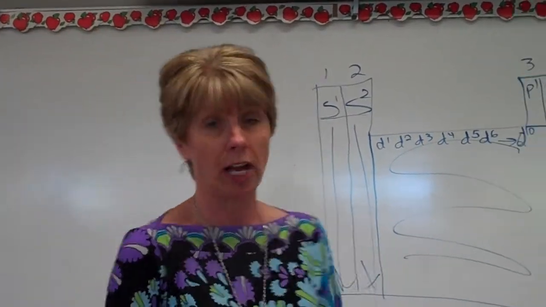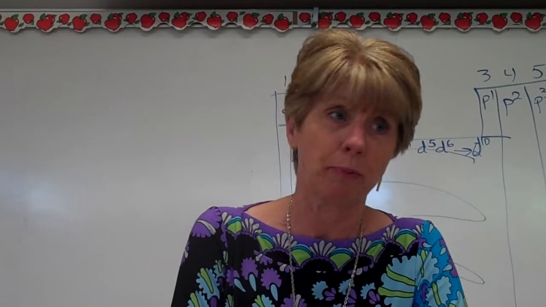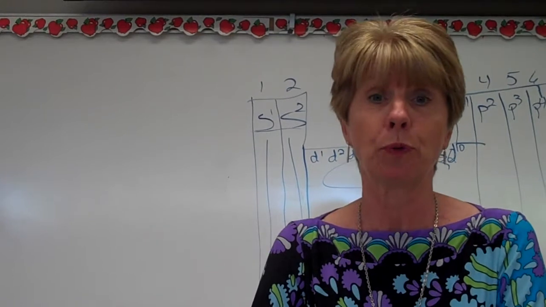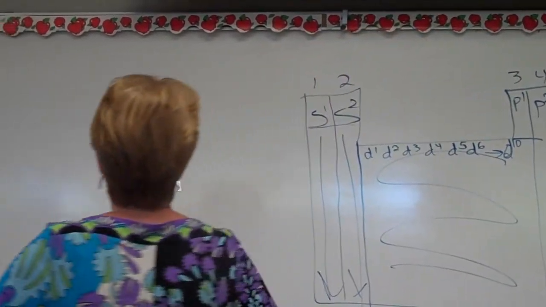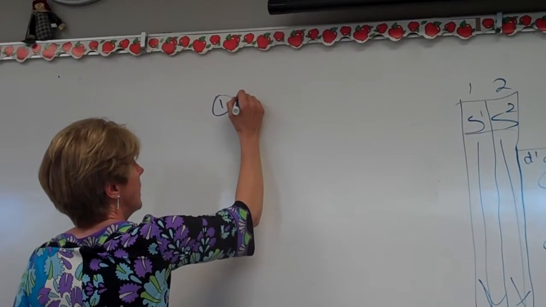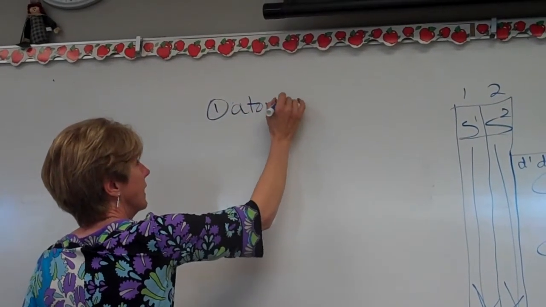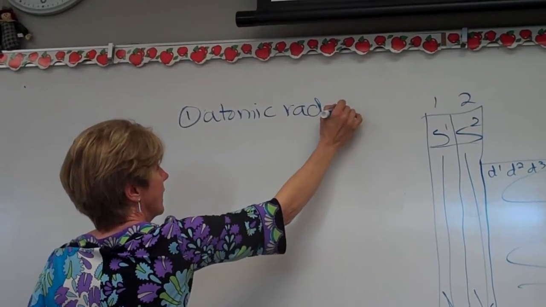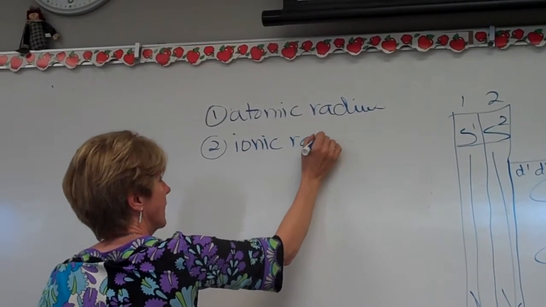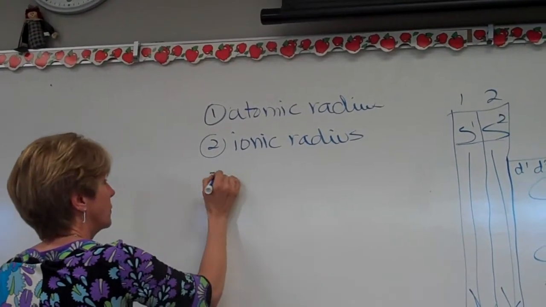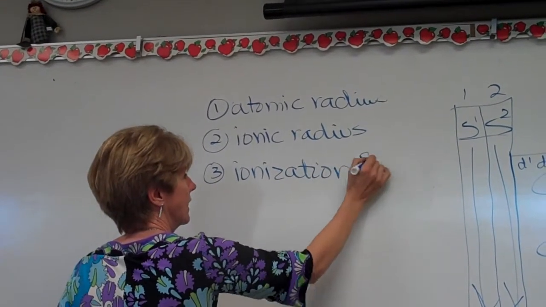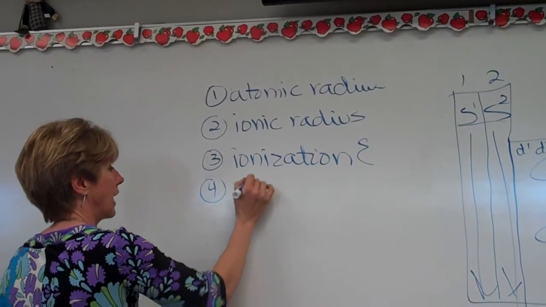Okay, sorry you guys, it's going to be periodic table part 2 because now we have to go over the properties. There are some properties of the elements that you need to know. The first thing you're going to need to know is, let's do atomic radius. Then let's do ionic radius. Then let's do ionization energy. And 4 would be electronegativity.